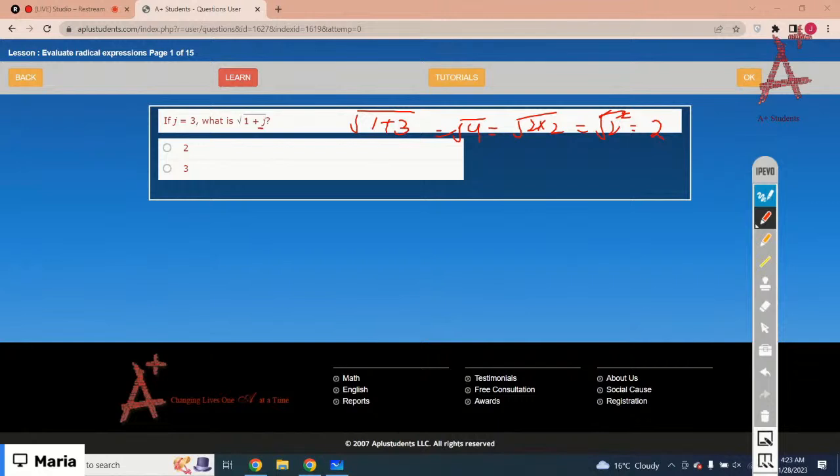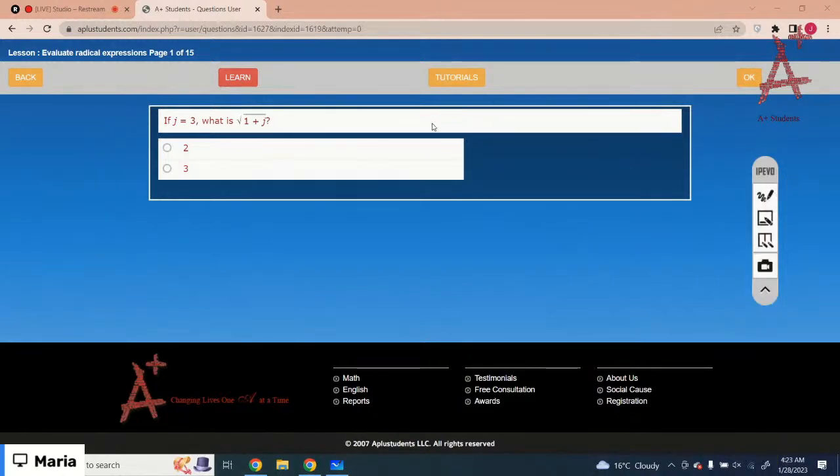So the correct option is, very good, it is 2. Just select the correct option, then click on the OK button.